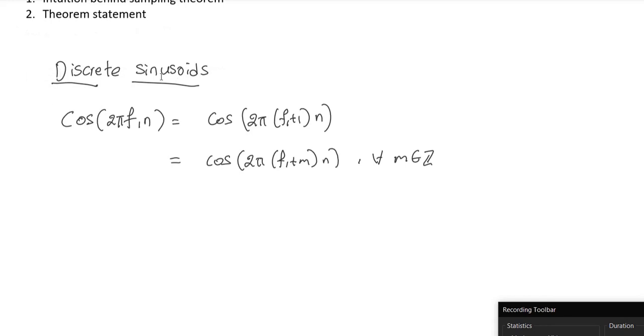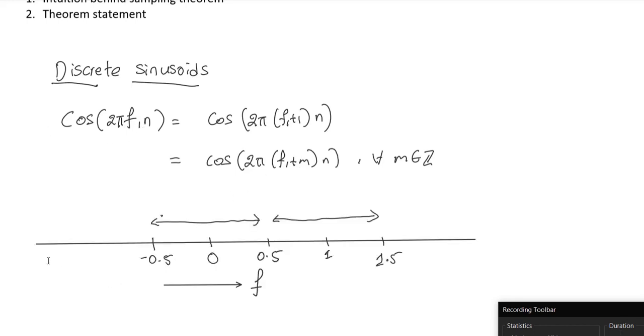When we were discussing discrete sinusoids, we saw that when we add 1 to a discrete frequency, we get back the same signal. In fact, adding any integer to a frequency will get back the same signal. When you look at the set of all discrete frequencies, the interval from minus 0.5 to 0.5 captures all possible frequencies. What this means is any other interval, for example 0.5 to 1.5, will result in frequencies that generate the same sinusoids as in minus 0.5 to 0.5.